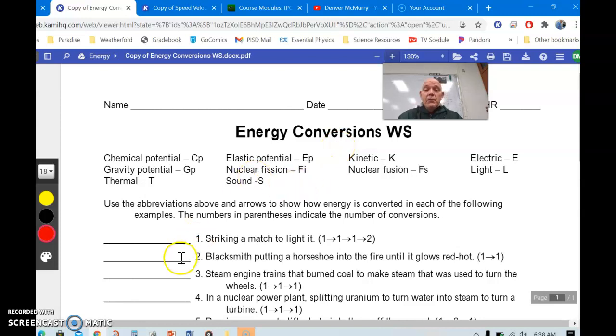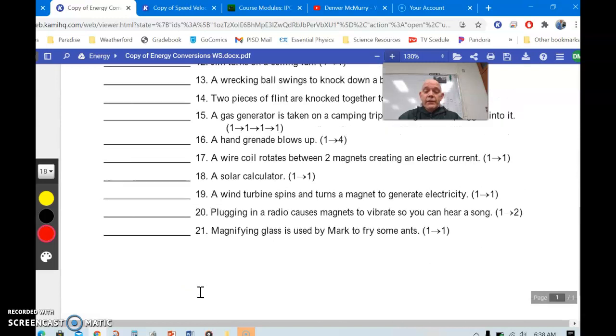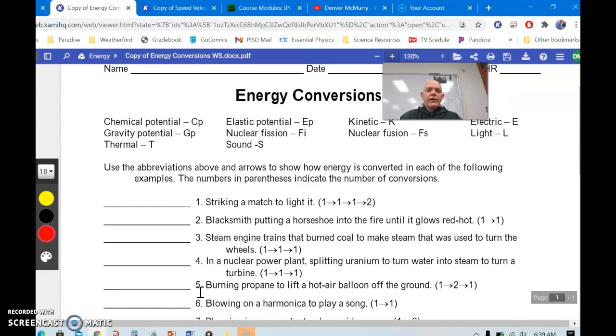Now, down below, you notice there is a list of 21 of these energy conversions. What I want you to do is write down what energy is being converted to what. So, for example, the first thing is striking a match to light it. Well, what do we need to include? This is to give you a hint at the end: one kind of energy to one kind of energy to one kind of energy. At the end, you're going to end up with two types of energy coming from the match.